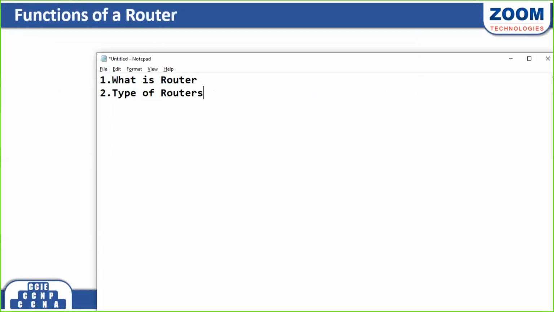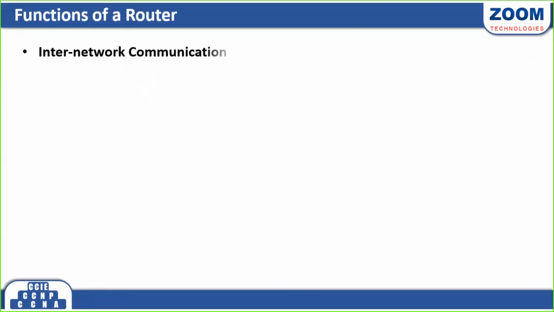Yeah. Next point is functions. Functions of a router. Point number 3 is functions of a router. Inter-network communication is the first function. What do you mean by inter-network communication? Anyone can tell what is inter-network communication?